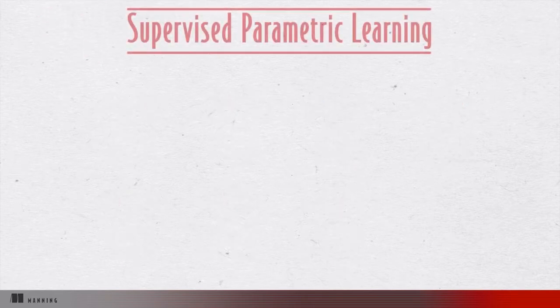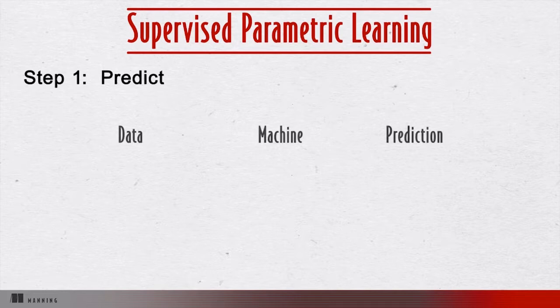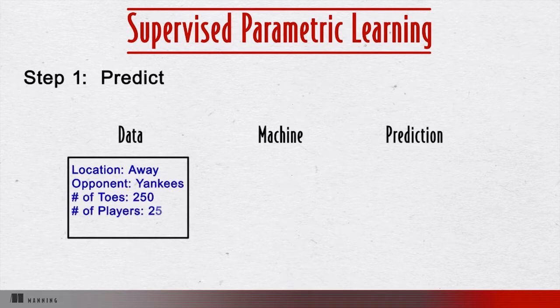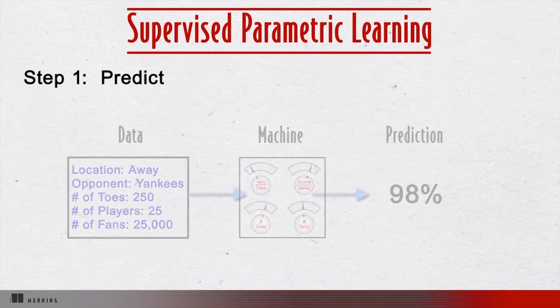Let's break down supervised parametric learning into its three steps, which aren't too different from the steps of non-parametric learning. Step 1. Predict. To illustrate supervised parametric learning, let's continue with our sports analogy where we're trying to predict whether or not the Tigers will win the World Series. The first step, as mentioned, is to gather sports statistics, send them through our machine, and make a prediction on the probability that the Tigers will win.